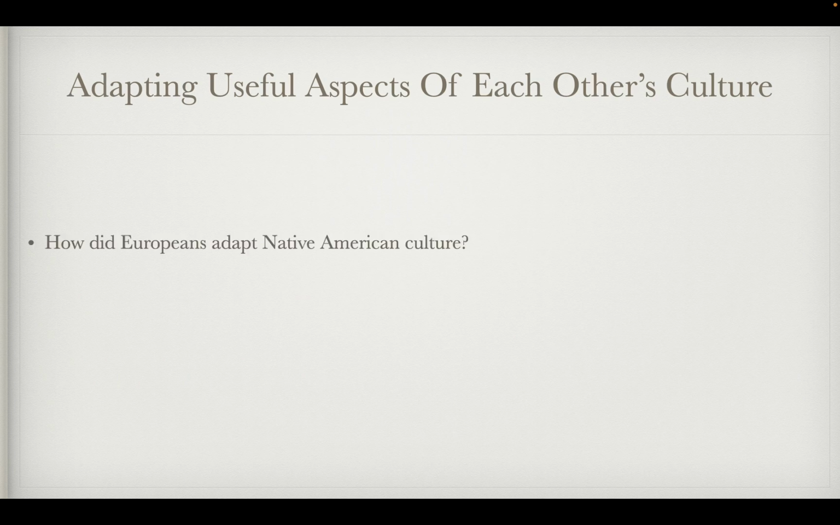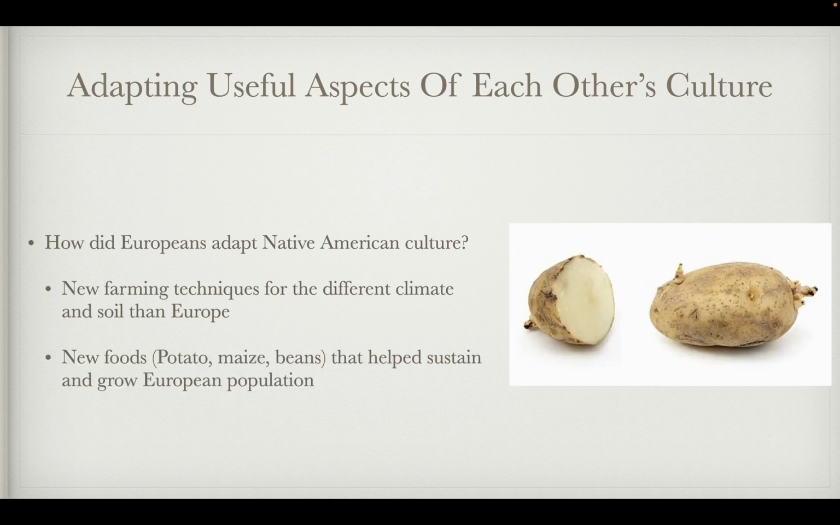Europeans adapted to Native American culture through new farming techniques for the different climate and soil than Europe, and new foods were introduced such as potato, maize, and beans that help sustain and grow the European population.